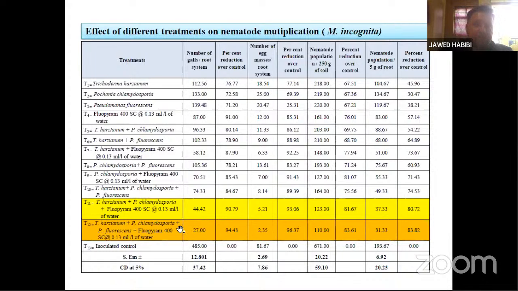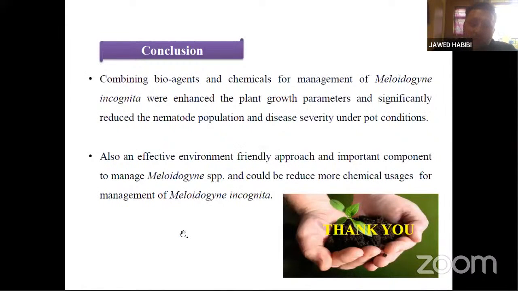in cucumber. Conclusion. Based on this research, I concluded that combining bioagent and chemical for management of Meloidogyne incognita enhanced the plant growth parameters and significantly reduced the nematode population and disease severity under pot conditions. Also, it's an effective, environment-friendly approach and an important component to manage Meloidogyne incognita. Thank you all.